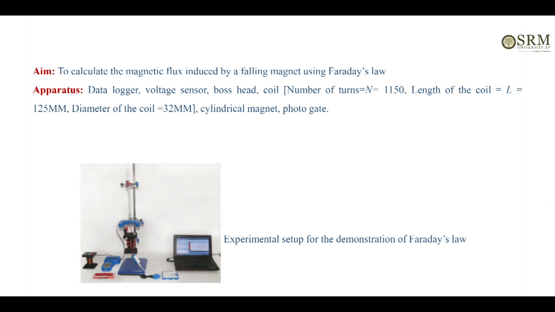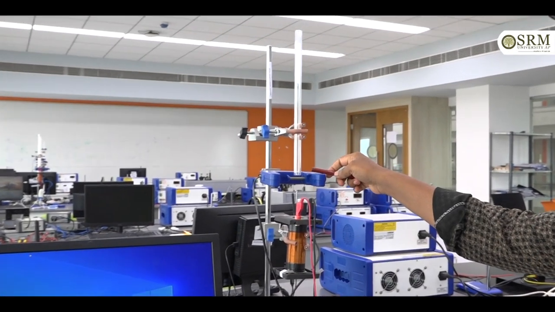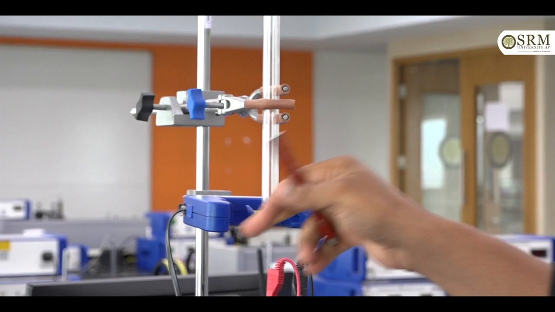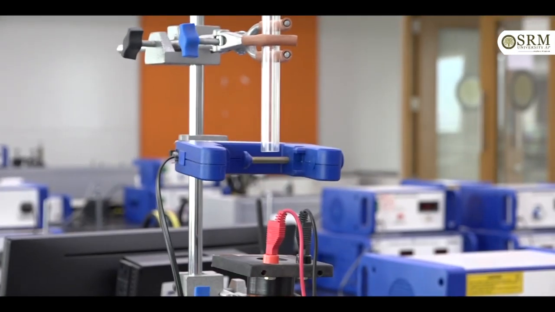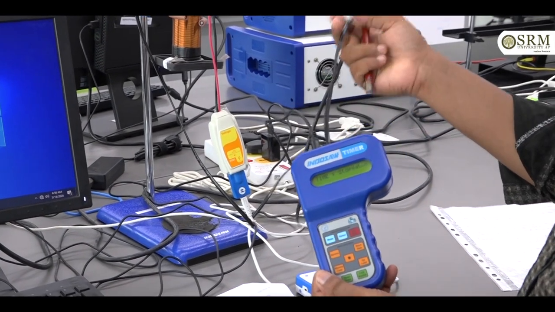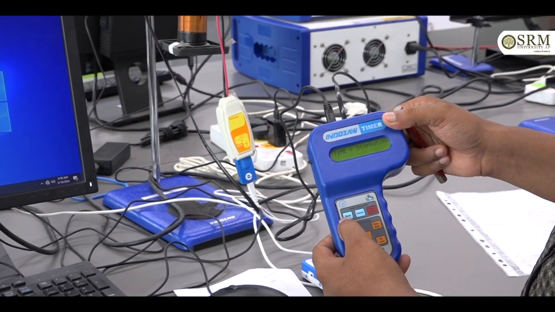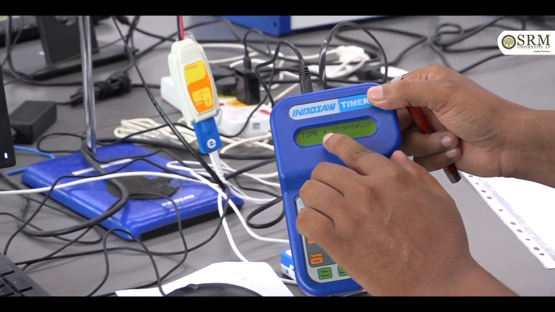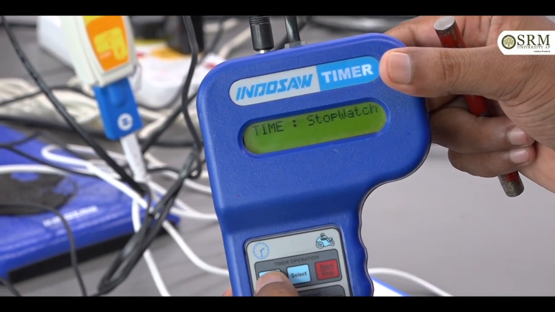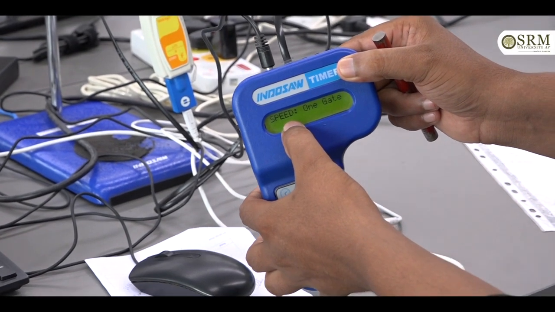The corresponding apparatus are a glass tube and a photo gate. The use of the photo gate is to detect the speed of the magnet. The photo gate is connected to a digital timer. This is a rechargeable digital timer, that is why it is connected to a charger. When we see this digital timer, initially it shows time. We need to find speed, so press the mode button here. So, we got speed.